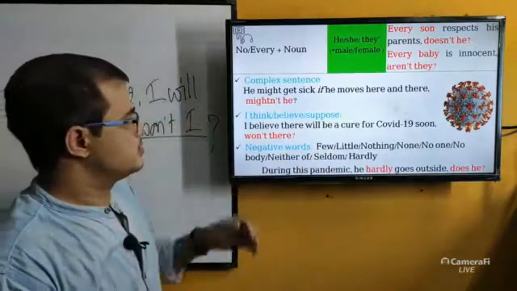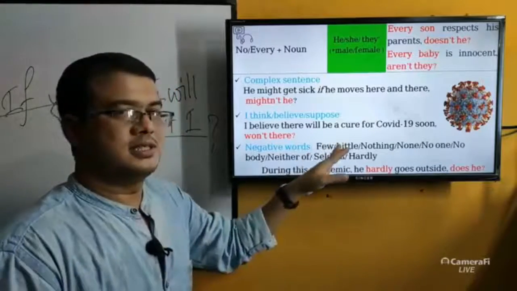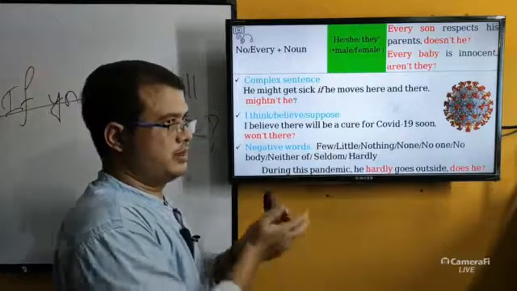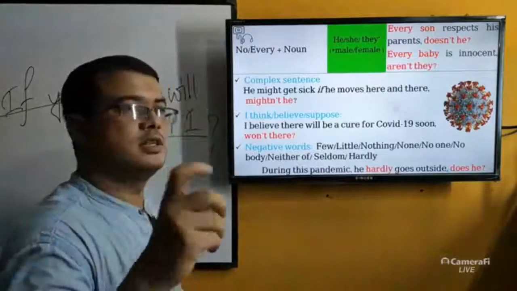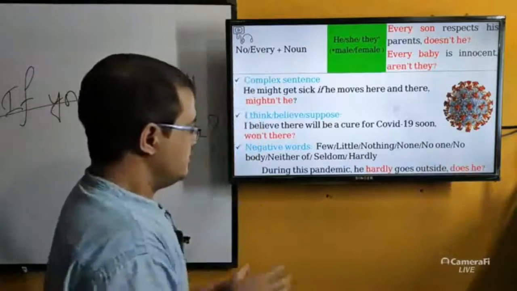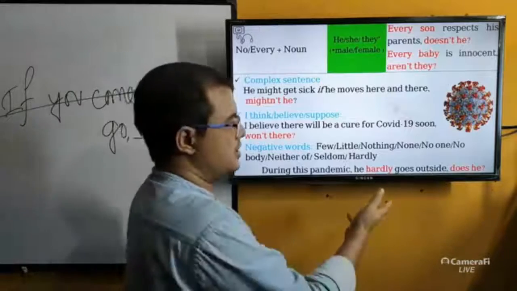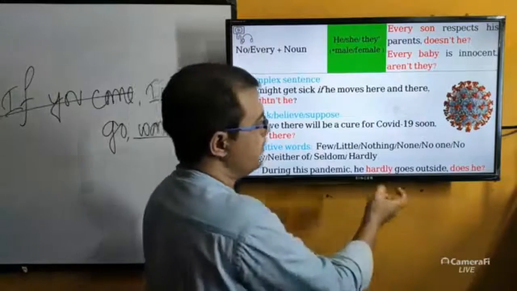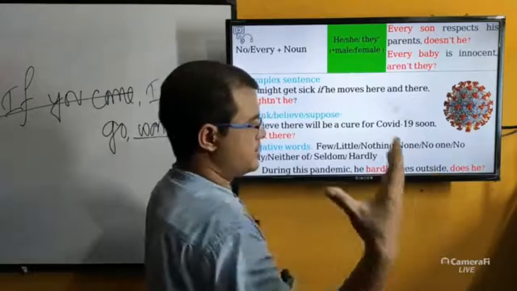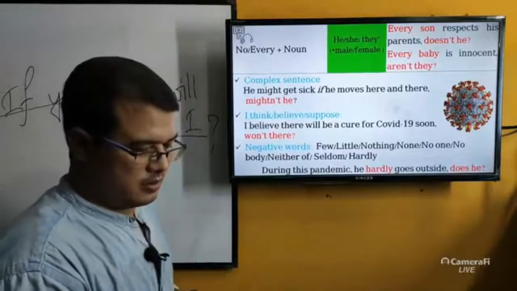The next ones are few, little, nothing, none, no one, nobody, neither of, seldom, hardly. All these words are negative words. So if you find any of these words in a sentence, you will use the positive form of the auxiliary verb. During this pandemic, এই মহামারীর সময়, he hardly goes outside. সে কদাচিৎ বাইরে যায়. Hardly is a negative word, so we will use does because it's present simple tense, or you can say present indefinite, and the subject is he. I hope that you have got the idea.